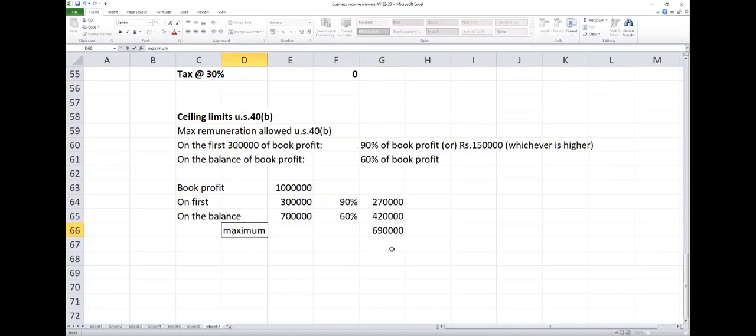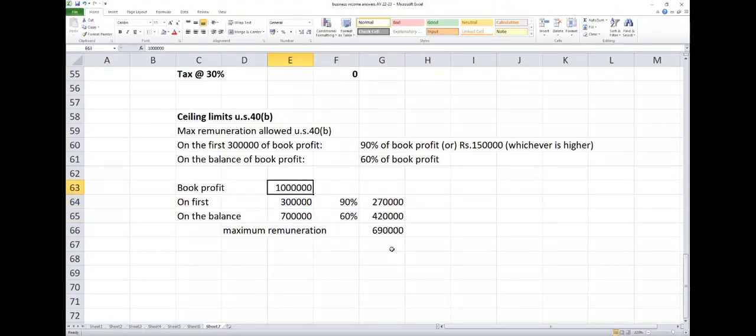If the partners have drawn more than 6,90,000, that will not be allowed. This is the maximum allowed in the hands of the firm. This is all that can be shown as expenditure. Suppose there are two partners, both of them have drawn 4 lakhs each, 8 lakhs. The 8 lakhs actual remuneration will be disallowed and only this will be allowed finally. You understood this?